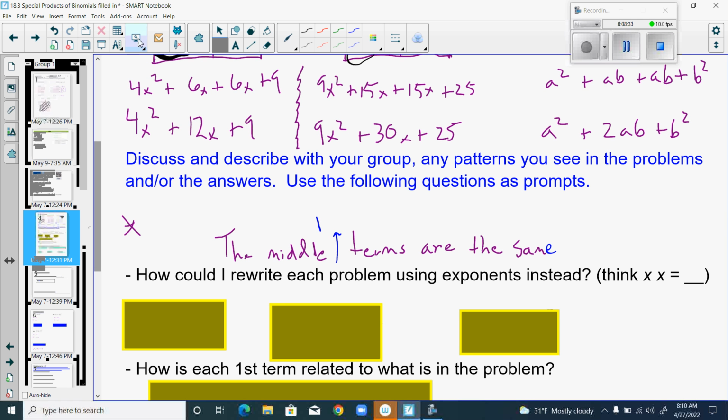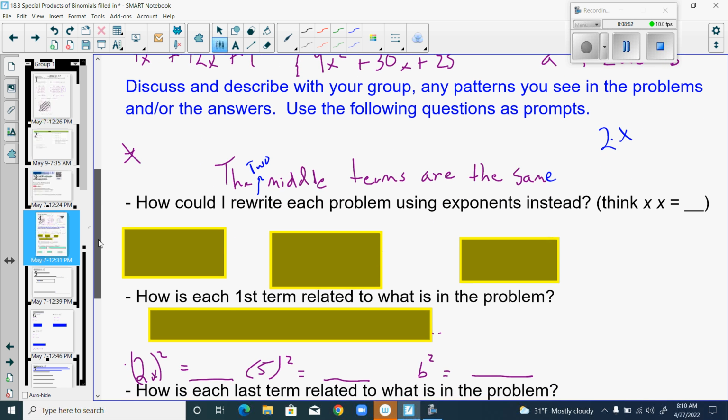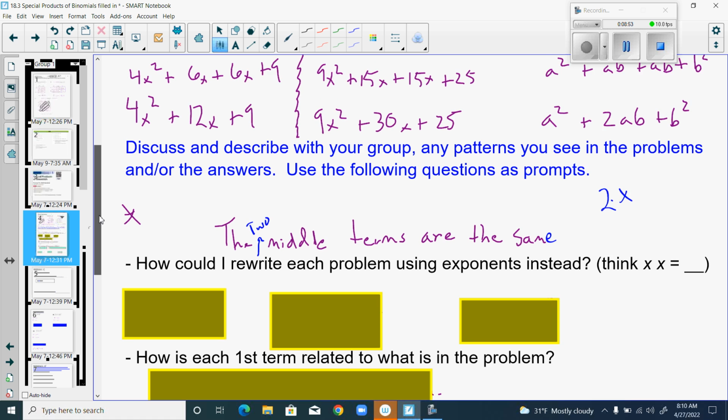The two middle terms are the same. We can add them together. They're the same. We get 2 of those, right? So it's like saying if the middle term was represented by the variable x, it's like we got 2 of those, right? Okay.